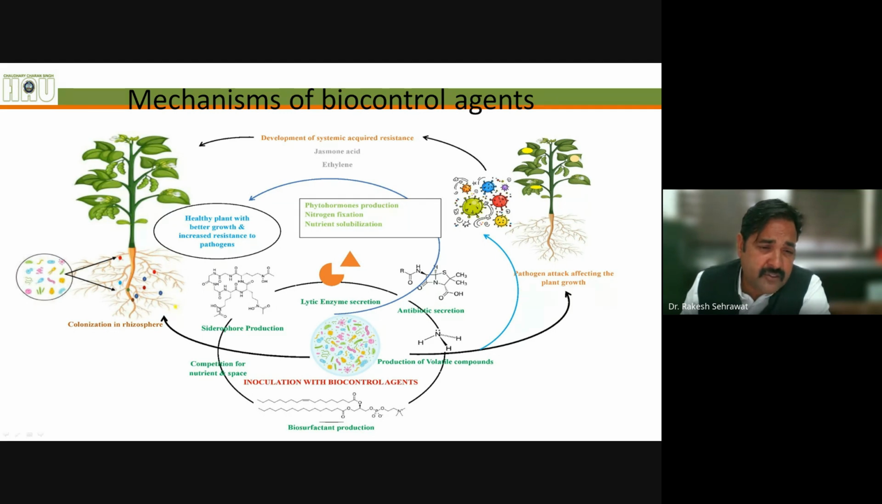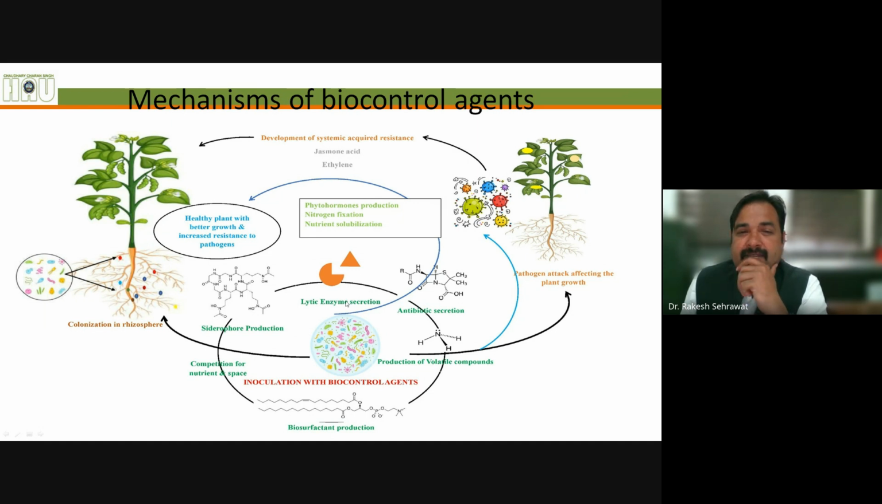Mainly it chelates the iron, and it decreases the concentration of the iron, or the limitation of the iron is there, and ultimately it lowers down the population of the plant pathogens. Then coming to the few enzymes which are being secreted by the biological controls.